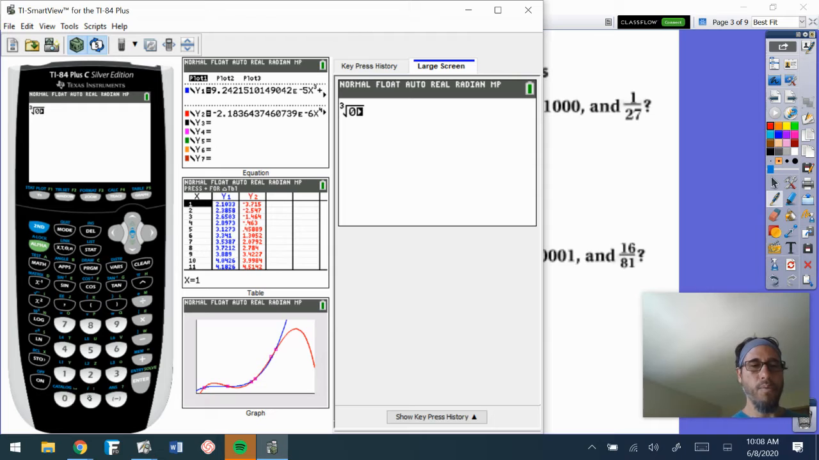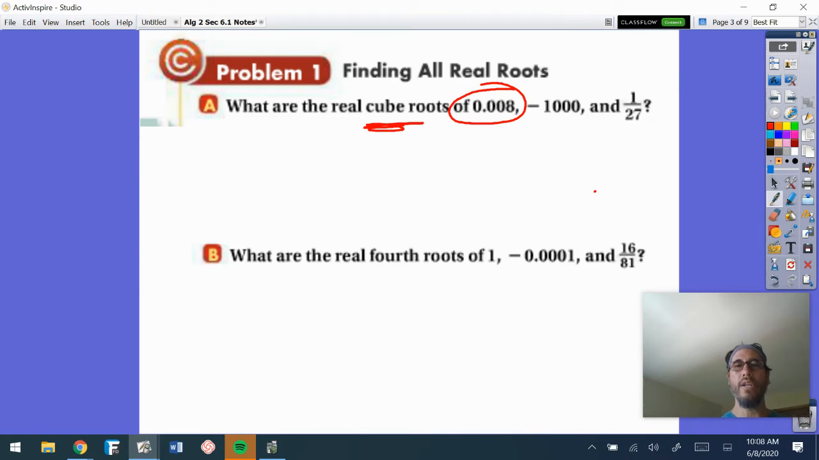We're going to put 0.008. Okay, and that gives me my answer. And my answer would be 0.2, so here I go. Okay, that's, whoops, not negative. That's just an answer of 0.2. Okay, that's it. All right, and then you can do that for all these.